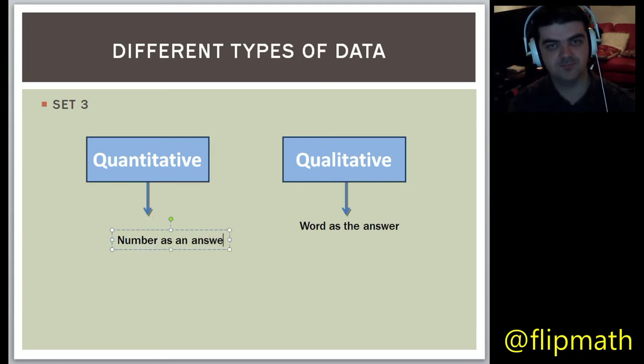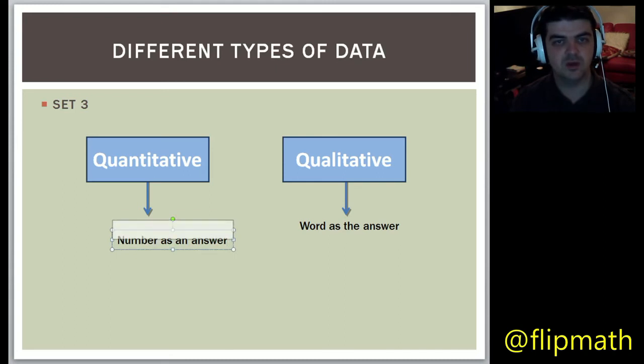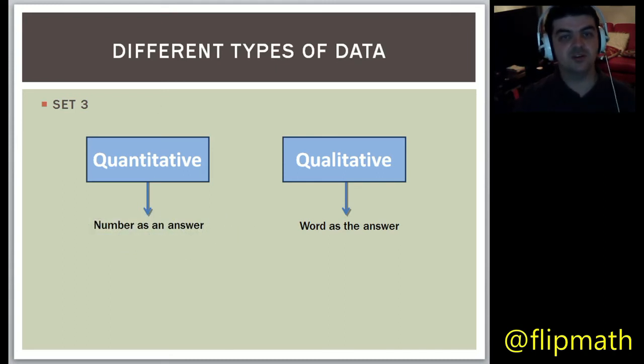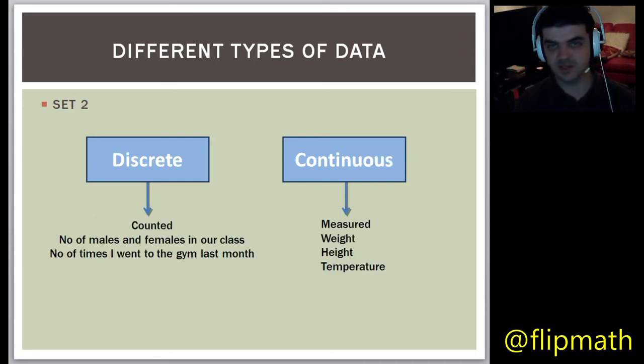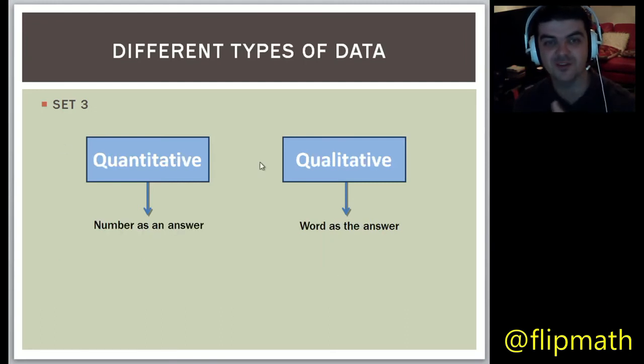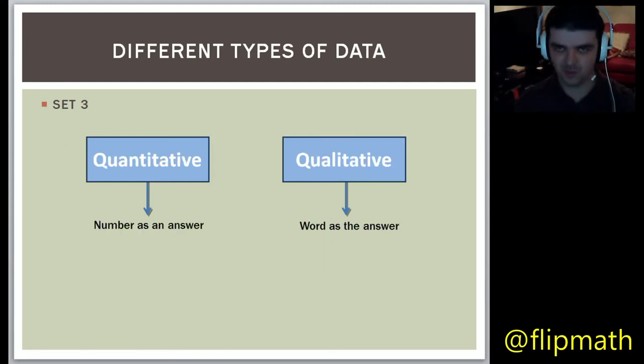Quantitative data is where your answer will be a number. So it could be said that your quantitative answer will either be discrete or continuous. So sometimes in some of the questions, you'll get a question that says, is this data discrete or continuous? Because they're the two forms of quantitative data, or qualitative, which is a word. And that's all there is to those different types and sets of data, which is great.